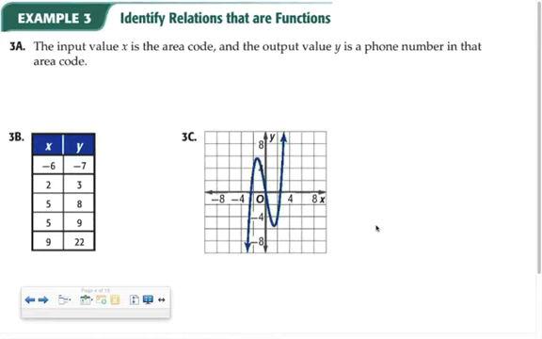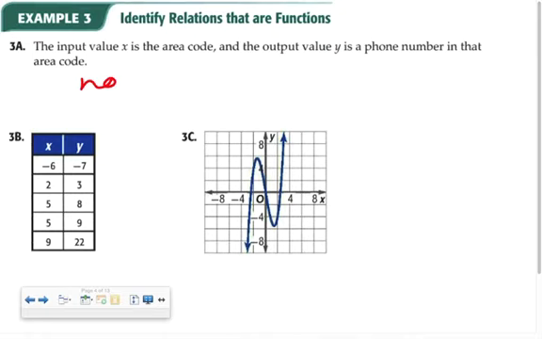So in part A, if my input value x is the area code and the output value y is a phone number in that area code, is every x area code linked with only one y phone number? And the answer is no. Chances are that the person sitting next to you in class tomorrow has the same area code as you, but doesn't necessarily have the same phone number as you. So part A is no.